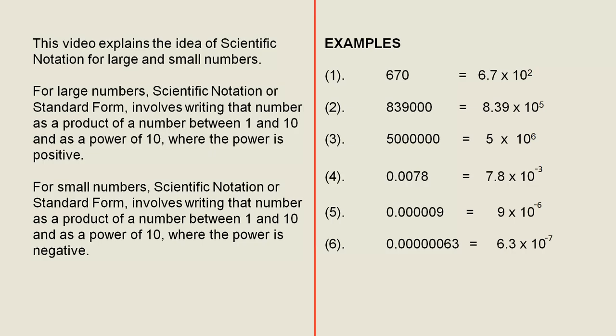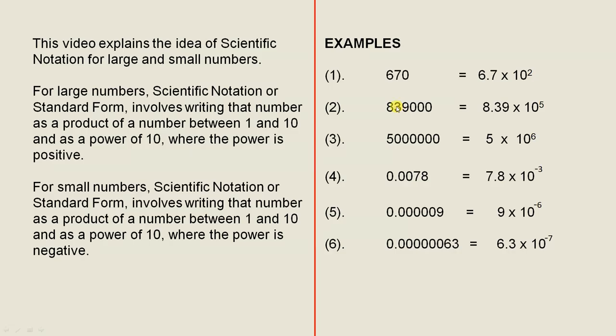So let's have a look at these 6 examples. Okay, we start off with 670. We can write that as 6.7 times 10 squared, because we put the decimal point here, then we have to move it 2 places to the right. And that's why we have 10 squared.